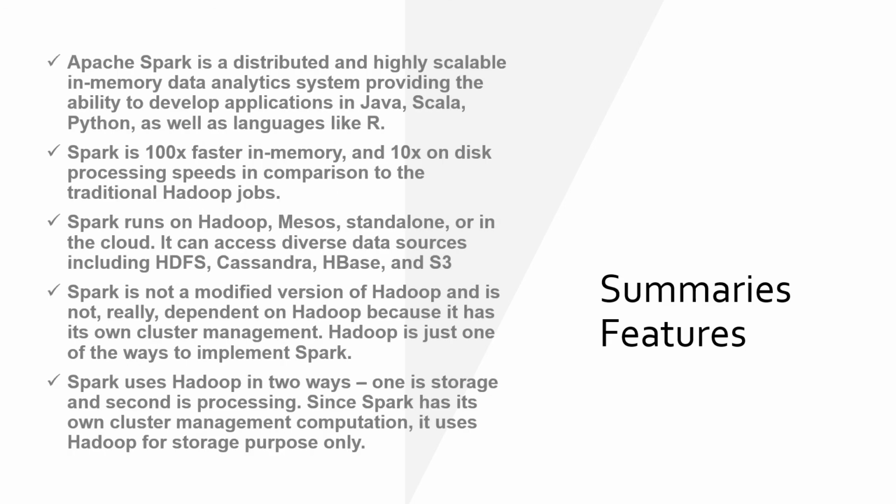Let us now concentrate on the high level important points of Apache Spark. So let us summarize it. Apache Spark is a distributed and highly scalable in-memory data analytics system providing the ability to develop applications in Java, Scala, Python, as well as languages like R. Spark is 100 times faster in memory and 10 times faster on disk in processing speeds in comparison to traditional Hadoop jobs. Spark runs on Hadoop, Mesos, standalone, or in the cloud.